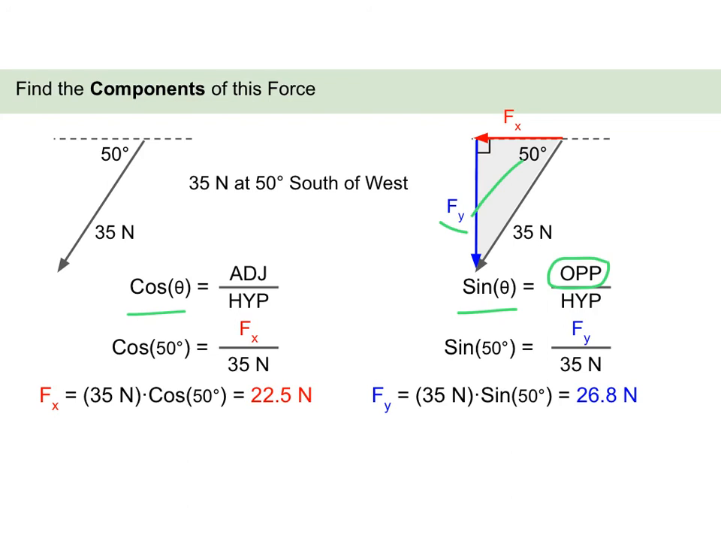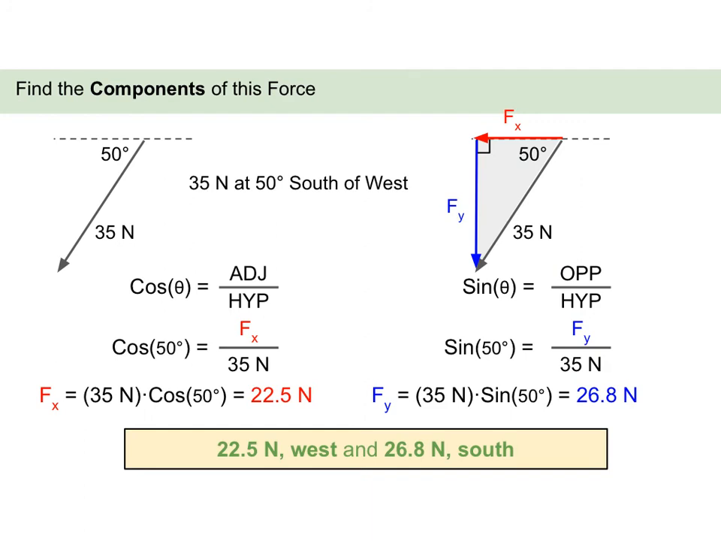So now I have my two values. I can finish this off. I can label that the 22.5 newtons is to the west and the 26.8 is to the south. Again, that just really comes from my picture, and it matches the way the information was originally given.